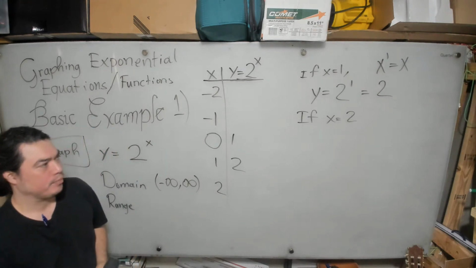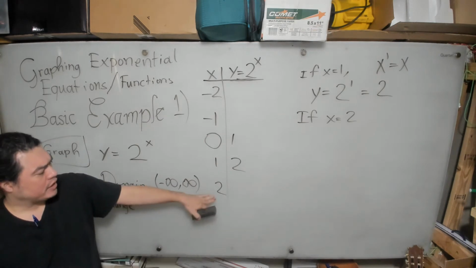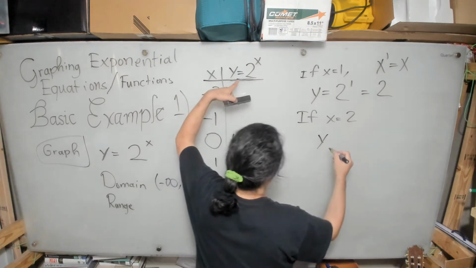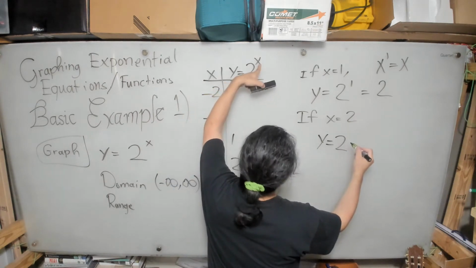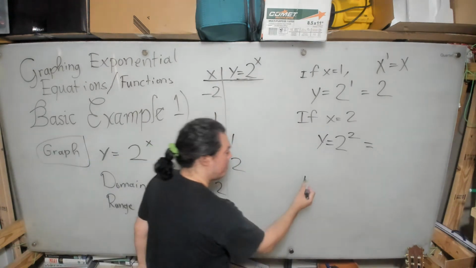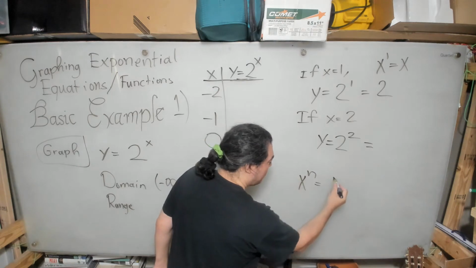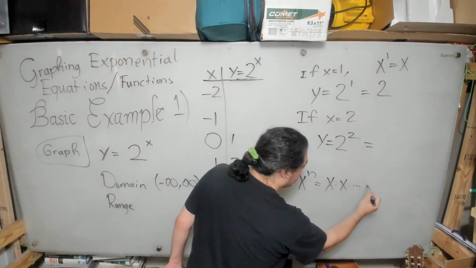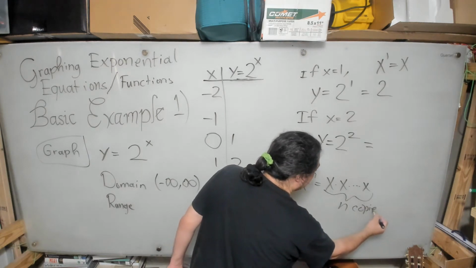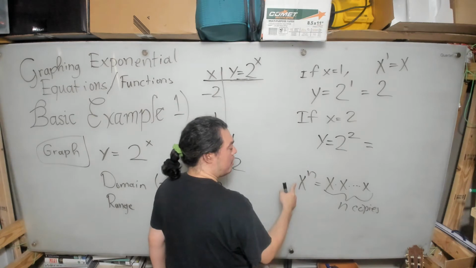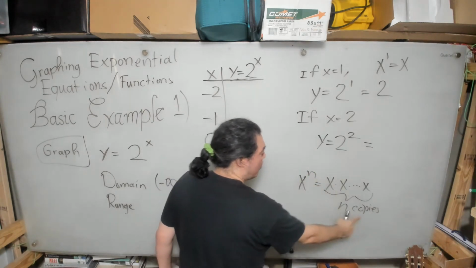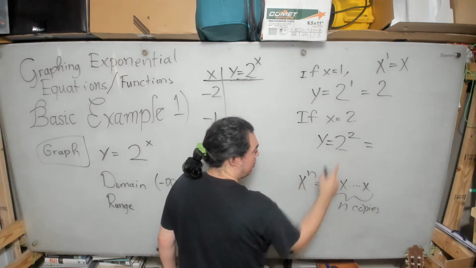So what if x is equal to 2? Then what will my y be at x equals 2? Well, by definition, my y will equal 2 raised to the 2 power. Now, if you remember from the exponential rules, we know that if I have x raised to the n, this is going to be x times dot dot dot times x, where I'm multiplying n copies of x. In this case, that means I'm going to have 2 copies of 2 being multiplied.